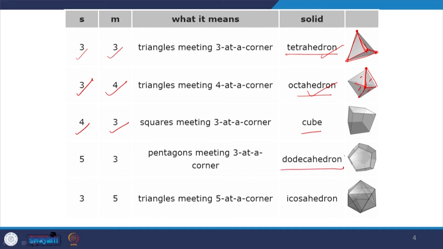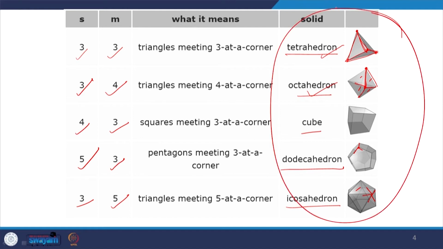Next we have the dodecahedron, where the base shape is a pentagon. So we have 5 sides on each surface, and at each point we have 3 of these surfaces meeting. You just have to keep all these in your mind before you start to draw. And next we have an icosahedron, where each surface is a triangle. So the number of sides for the surface is 3, and at each point, if you look at it here, we basically have 5 triangles meeting. So we have 5 triangular surfaces meeting at each point. These are the 5 platonic solids that we have.